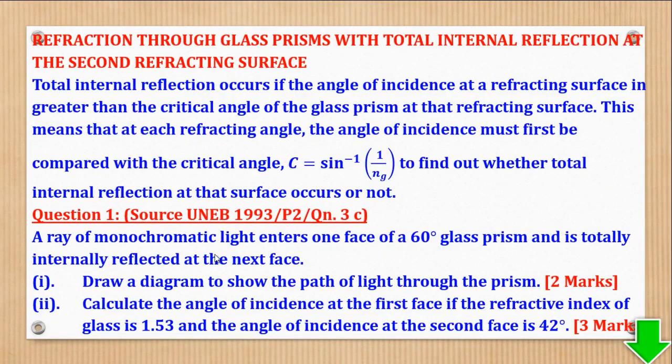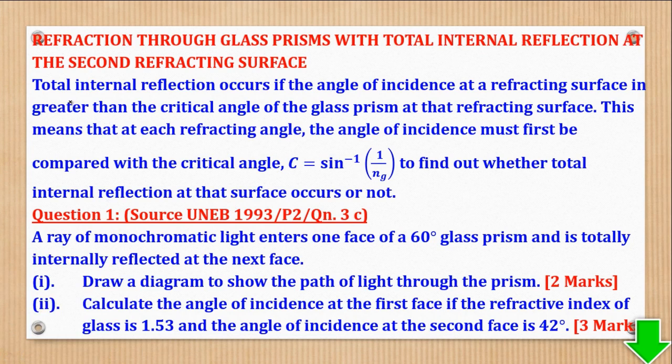That has been the second condition. The first one was for minimum deviation. The second one has been for minimum angle of incidence. Now the third one will be for total internal reflection. In the previous video, we saw what critical angle is and what total internal reflection is. So what if they bring that condition under prisms?